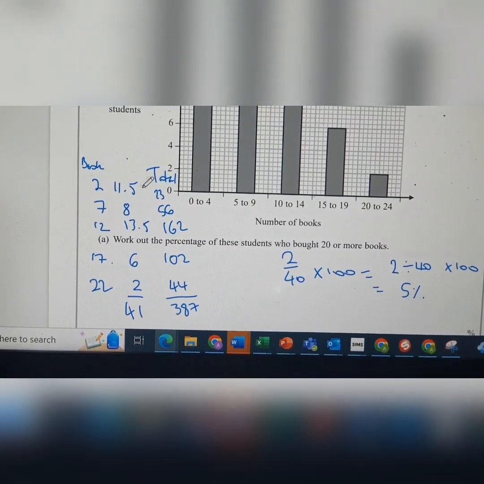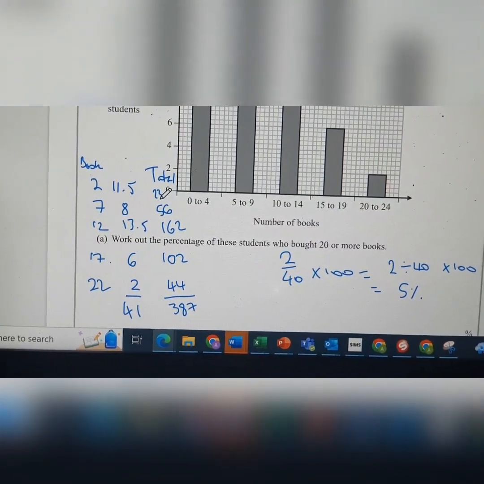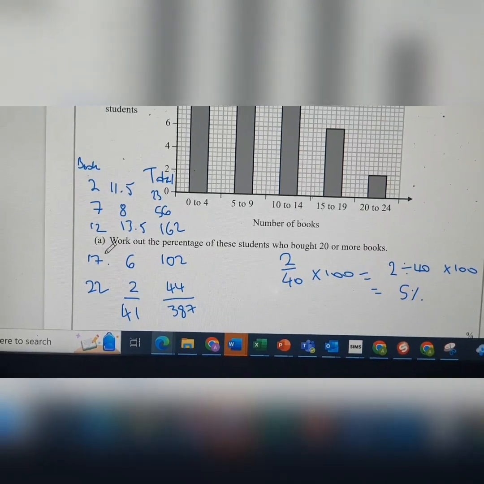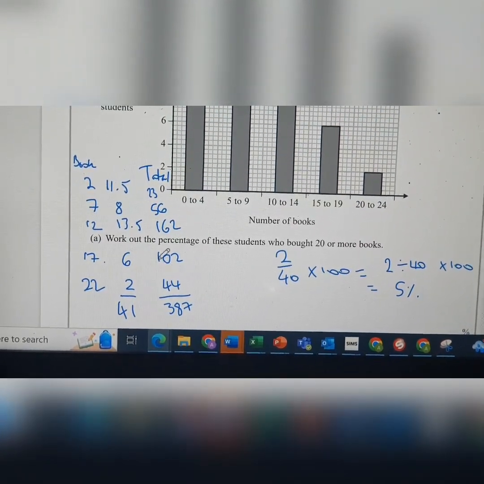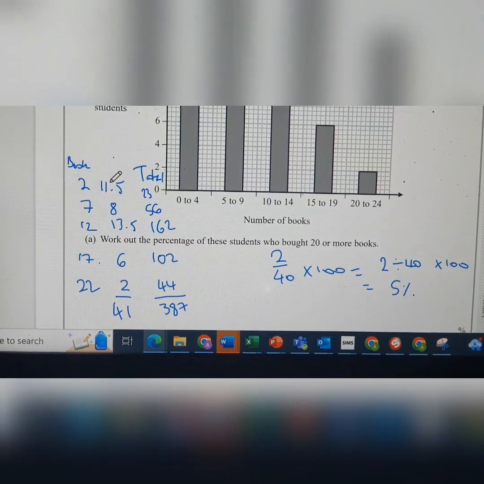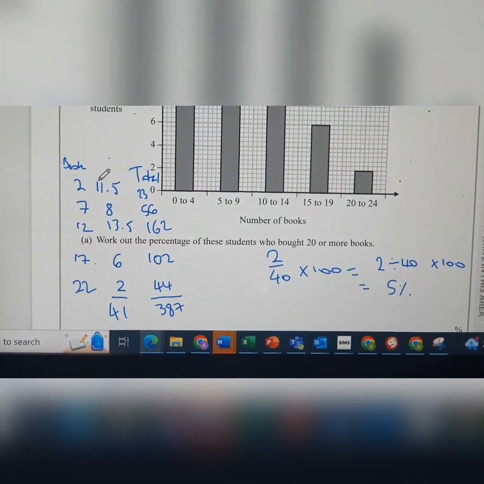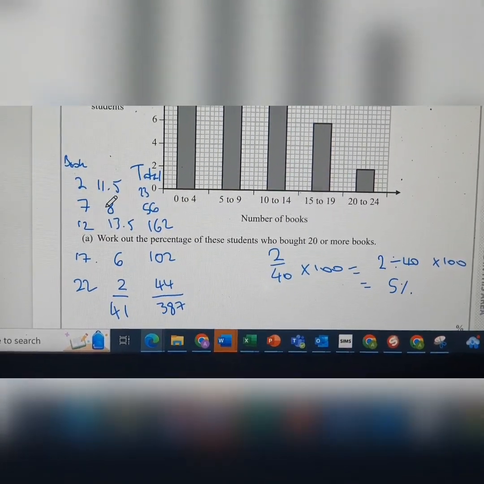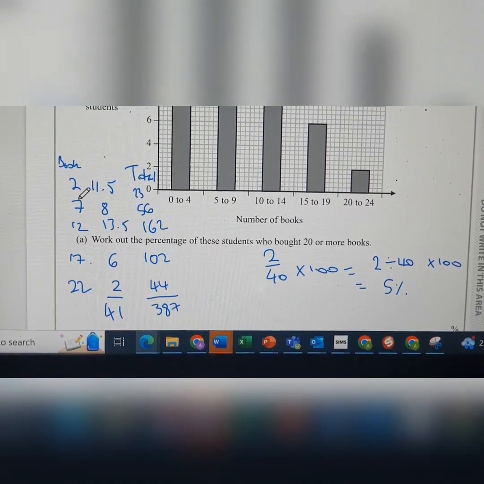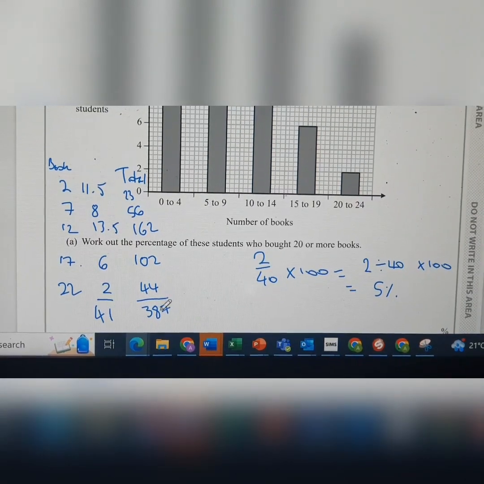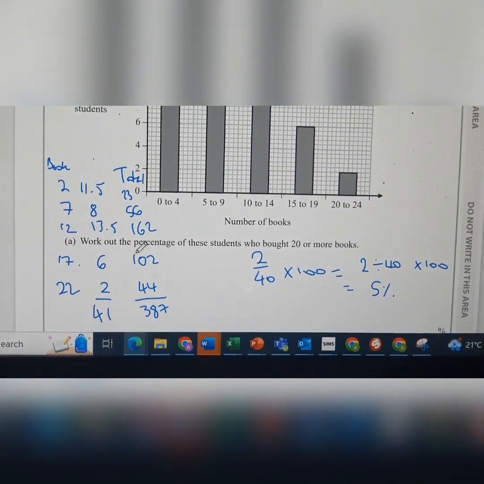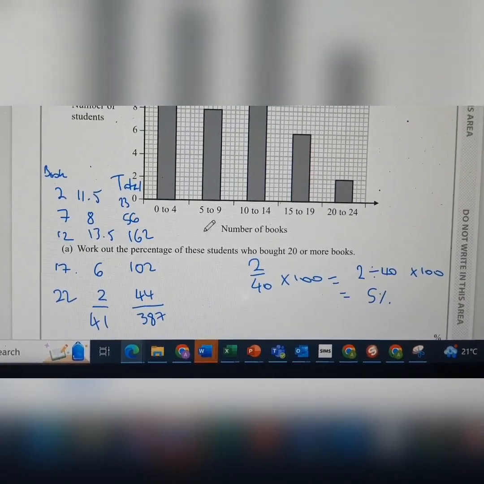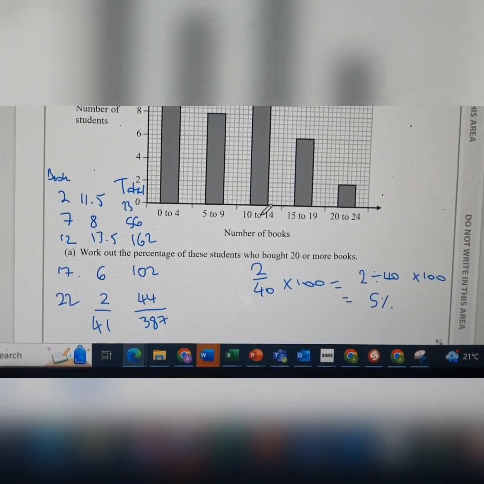2 times 11.5 is 23, 7 times 8 is 56, 12 times 13.5 is 162, and so on. So I've multiplied across to say 2 books, 11.5 students chose 2 books, so altogether that was 23. 8 students chose 7 books, so altogether that's 56, and then that running total is 387. Divide it by how many people, so about 41. This is an estimate anyway, because the data is grouped data.